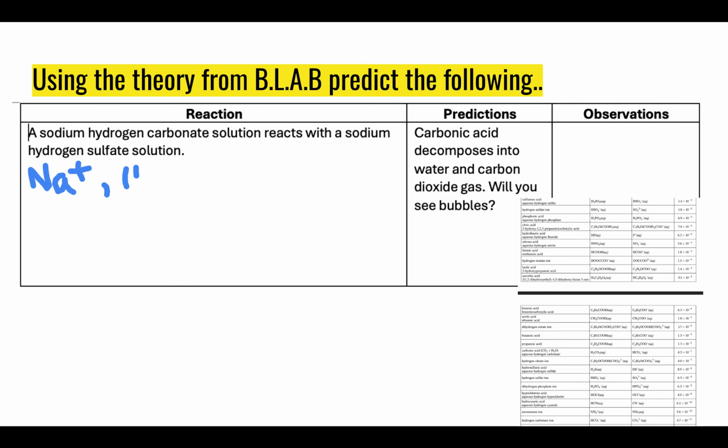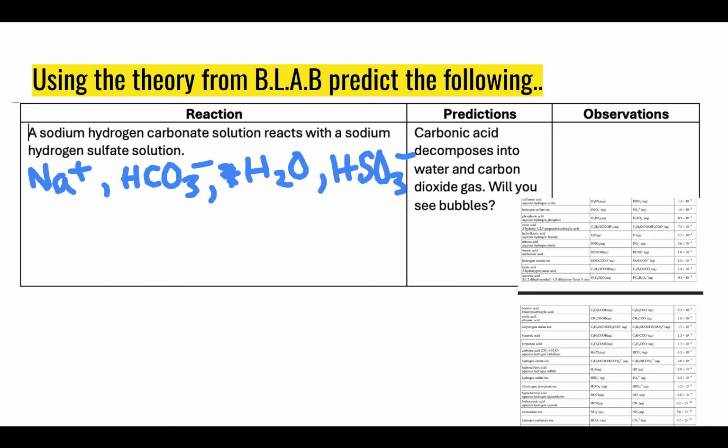So you have the sodium ion, the hydrogen carbonate ion, and you would also have water present, sorry, not H2O, and then from the sodium hydrogen sulfate, you would have HSO3 negative. Then you would go through your data booklet and list all your acids and all your bases, and then you would want to pick your strongest.